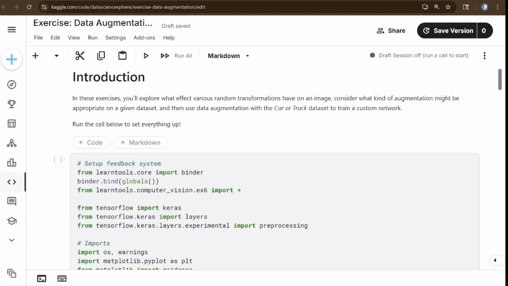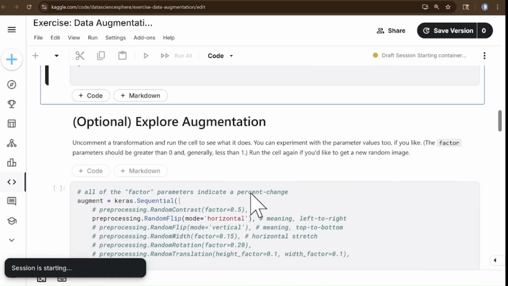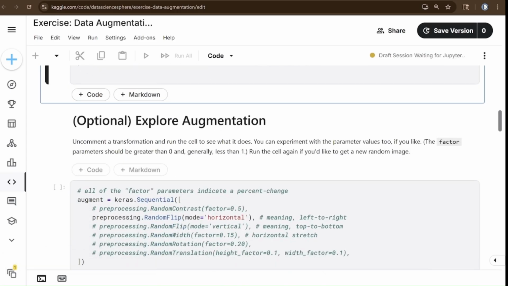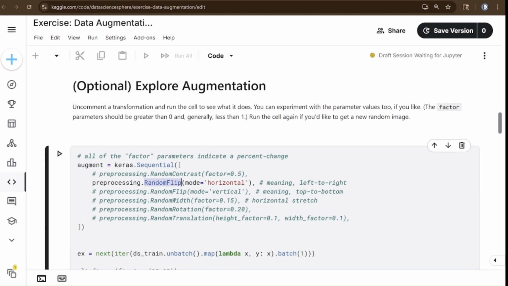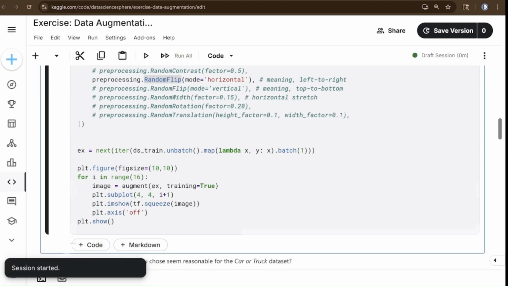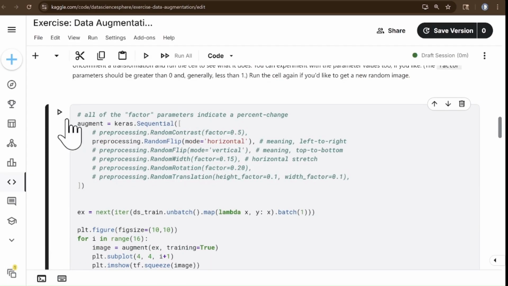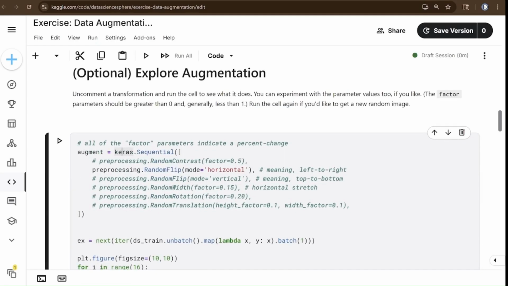In this exercise, you will explore what effect various random transformations have on an image. So, the car or truck dataset. Okay, fine. Let me first run this. Once it is done, now we can explore augmentation. See, uncomment a transformation to run the cell and see what it does. This is random flip. First try with this one, then we will try others also. The factor parameter should be greater than 0 and generally less than 1. Run the cell again if you would like to get some new images. I think this is done. Okay, now let's run this one.